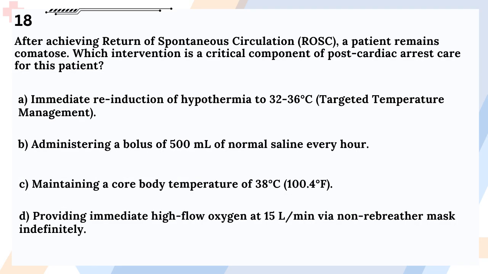Question 18. After achieving ROSC, a patient remains comatose. Which intervention is a critical component of post-cardiac arrest care for this patient? A. Immediate induction of hypothermia to 32 to 36 degrees Celsius, targeted temperature management. B. Administering a bolus of 500 milliliters of normal saline every hour. C. Maintaining a core body temperature of 38 degrees Celsius (100.4 degrees Fahrenheit). D. Providing immediate high-flow oxygen at 15 liters per minute via non-rebreather mask indefinitely.